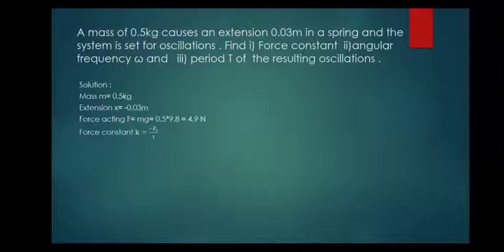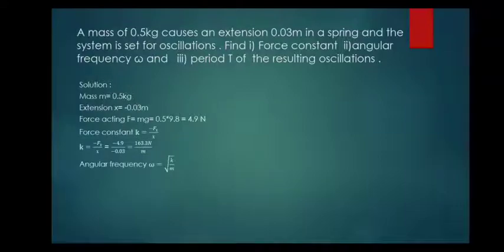Now to calculate the force constant, we have k = -Fx/x. The restoring force will be in the opposite direction to that of the extension. So k = -Fx/x = -4.9 divided by the extension; we are taking it as minus here because it will be in the opposite direction. So 0.03, you will get 163.3 Newton per meter.